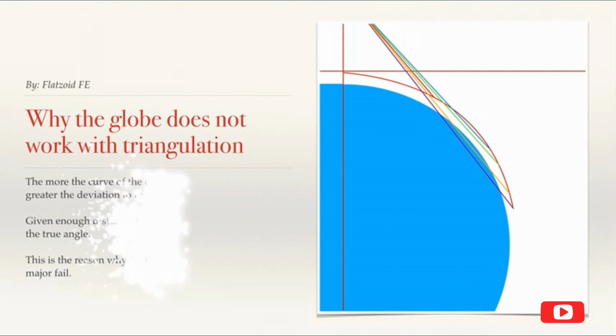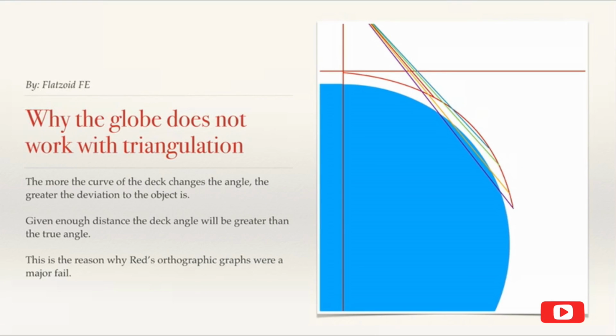You see, this is what I mean. The further you go away, the angle is going to become greater than it is from the deck, and thus you're actually looking from underneath the deck. So how are you going to get the triangulation angle that you need? This is why Rhetoric's orthographic graph was such a major fail. That's why he couldn't get the angles to align and to actually look towards Polaris. As he said, there wasn't a contradiction. I think he knew there was a huge contradiction.